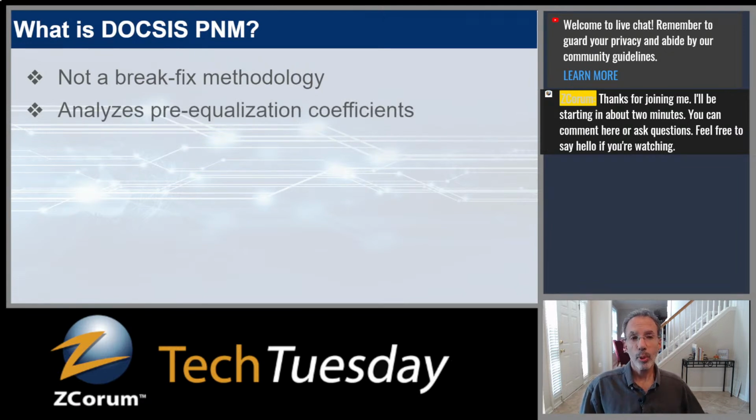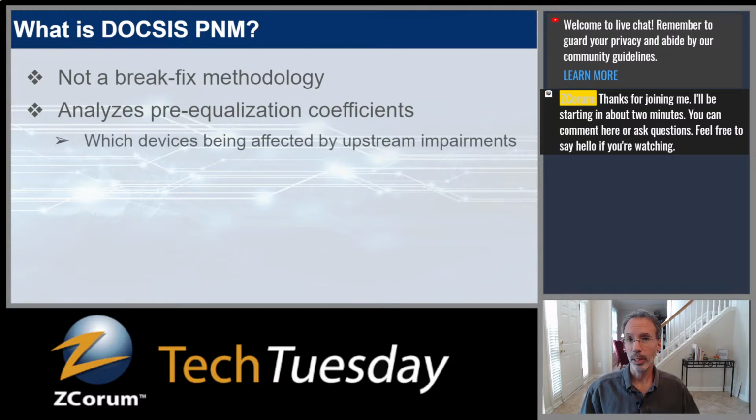What it does is analyze the pre-equalization coefficients that are part of DOCSIS and the CMTS. If you don't know what pre-equalization is, I'll explain that in depth in just a moment. A lot of you may know what that is. Most of you, I would think, have this turned on in your CMTS. You may not realize that, but you probably do. And that will tell you which devices are being impacted.